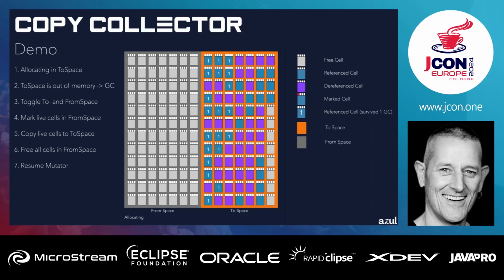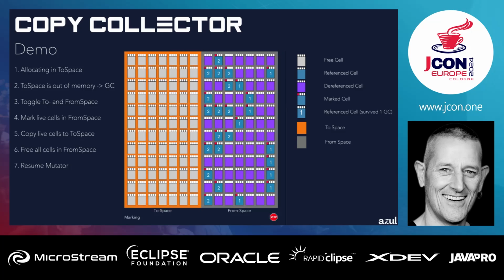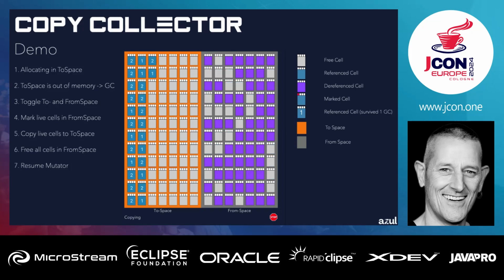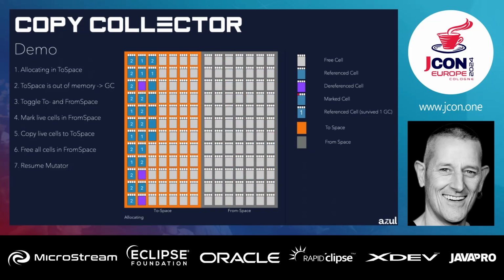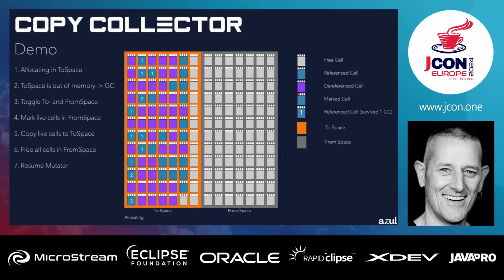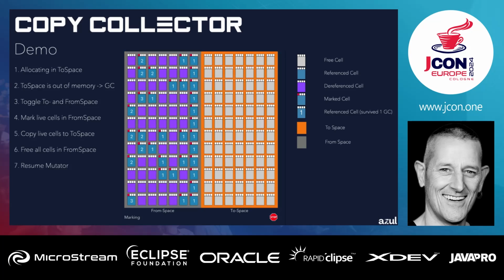That has a big advantage because we don't have to really compact in the same heap. We just don't care about the old area. Everything that's dead, we can just remove it, because everything that's live, we already copied over to the other area. Okay, so that's the copy collector.